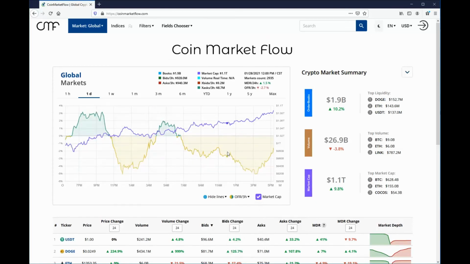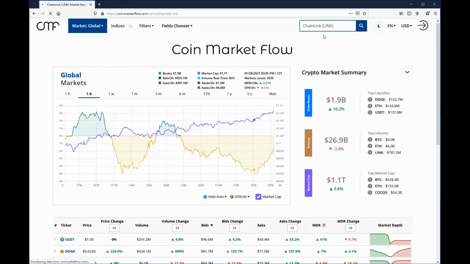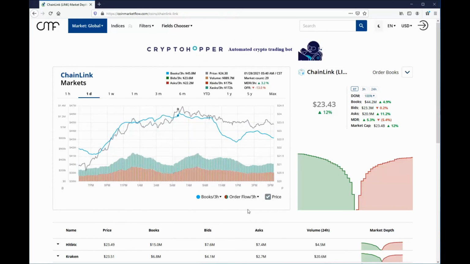I just want to jump into an asset real quick and also show you that it's the same as on the front global view. From changing markets to available metrics to charting options, it is the same data at the asset level.